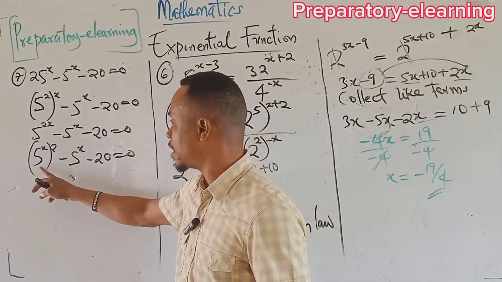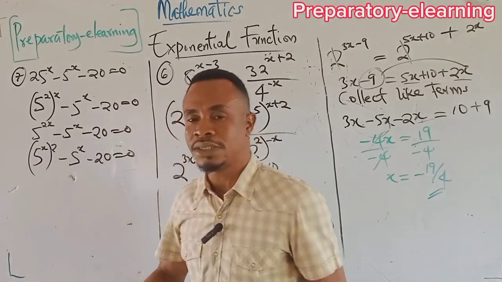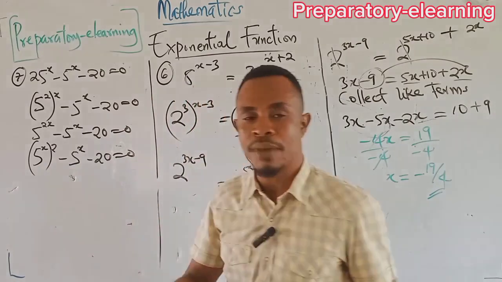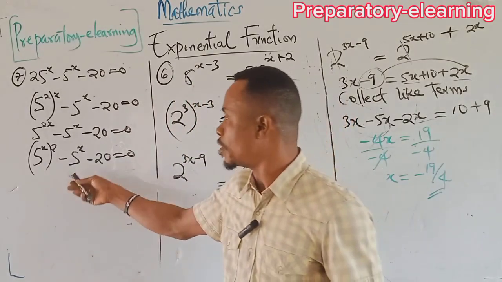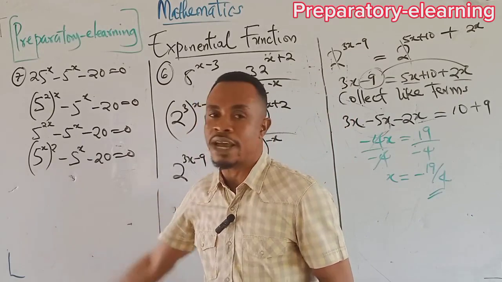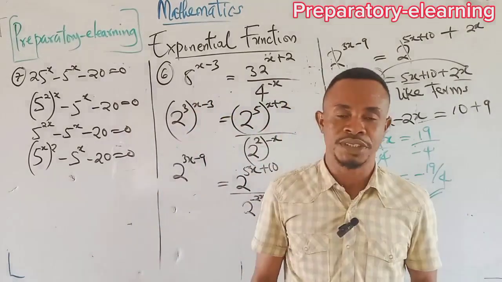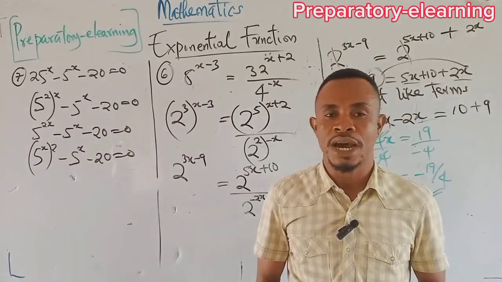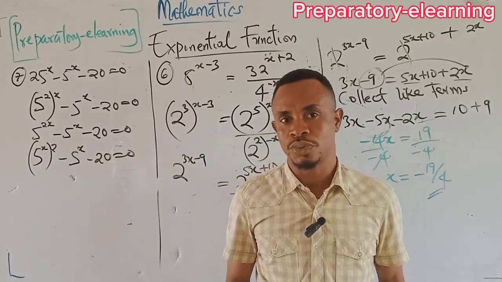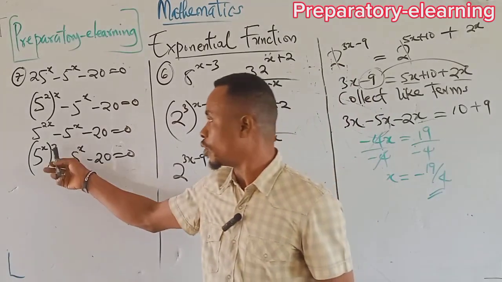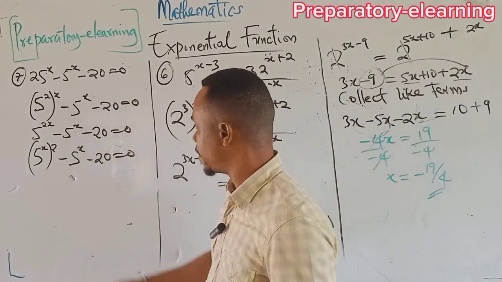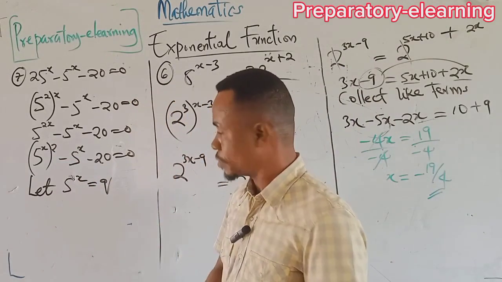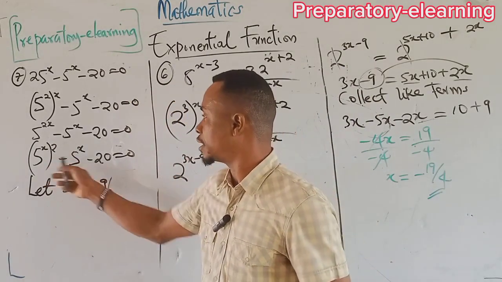Why did we have to make this to look like this? Since the equation looks complicated, for us to be able to solve this, we make another function to represent 5 power x so that we can easily solve it quadratically. A quadratic equation is an expression in which the highest power of the unknown is 2. So here, the highest power is what? 2. So if we say, let 5 power x equal q.